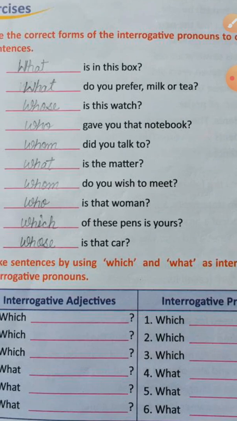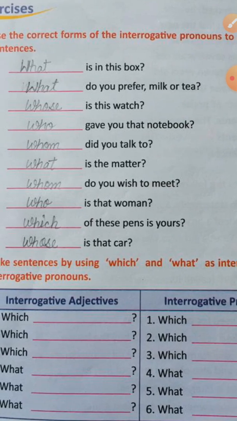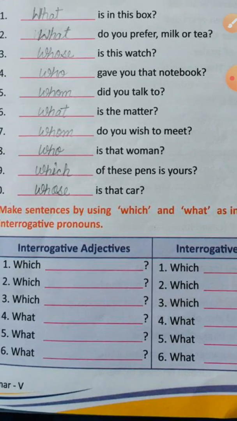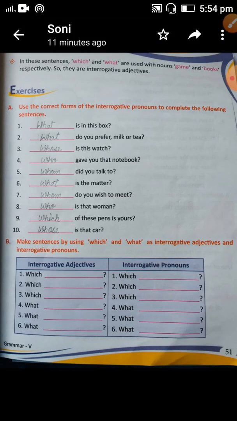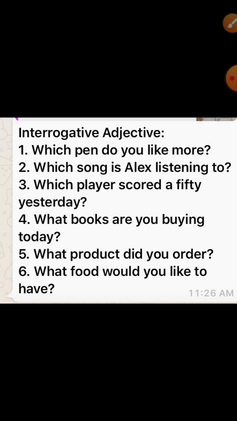Now in the next exercise we have to give both interrogative pronouns and interrogative adjectives by using which and what. So for example, students, I am giving you the answers here. You can see interrogative adjectives: which pen do you like more? Then which song is Alex listening to? Which player scored a 50 yesterday? Next, what books are you buying today? Next, what product did you order? Next, what food would you like to have?